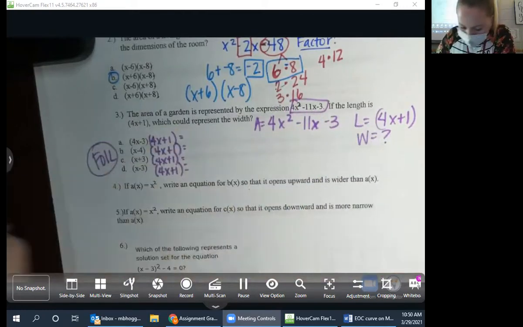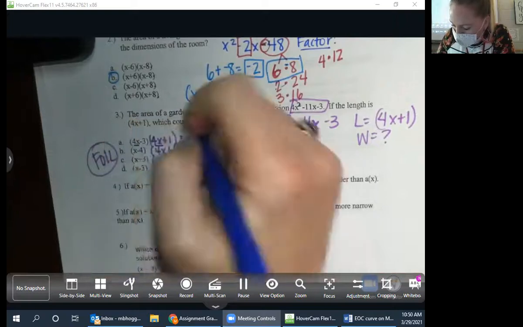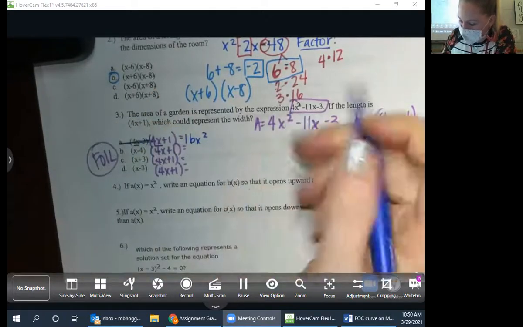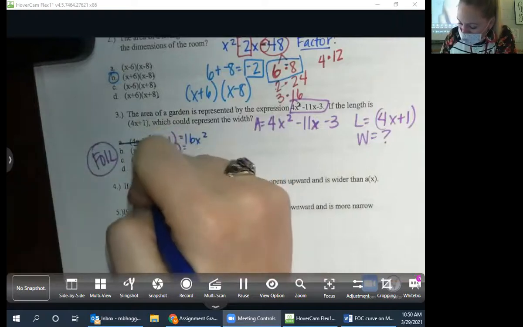Okay, so I could just do some shortcuts here. I could say 4x times 4x, that's going to be 16x squared. That's not going to be right. It has to be 4x squared. All the rest of these would give me 4x squared.